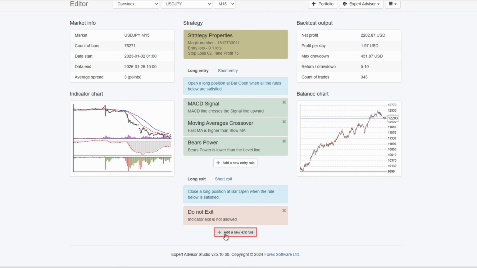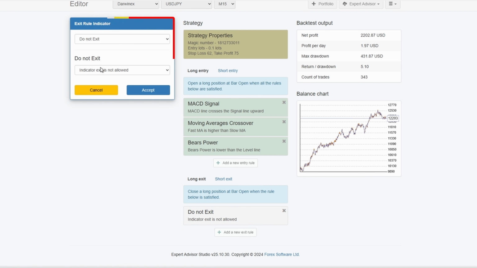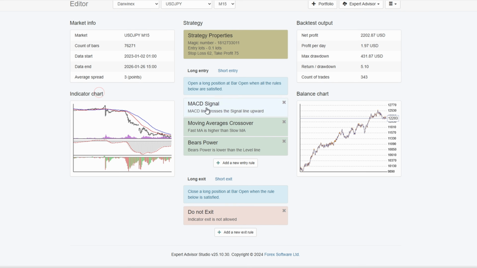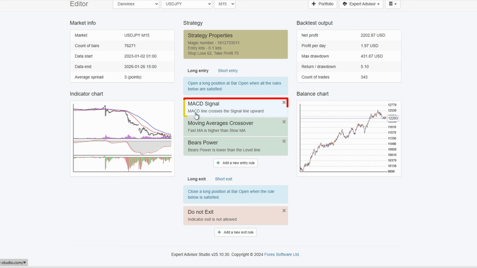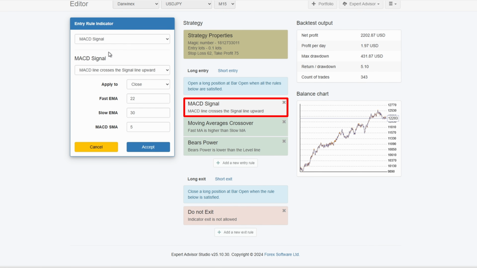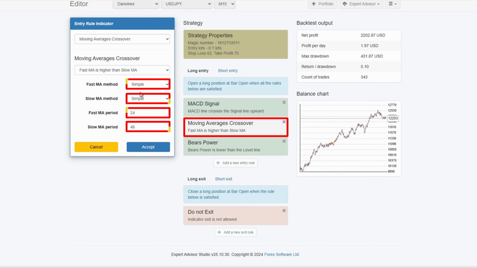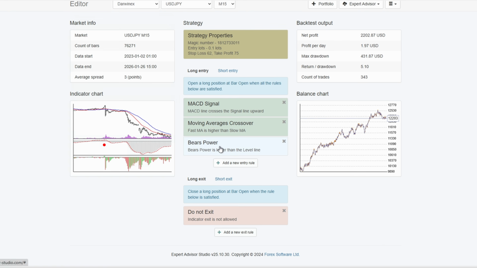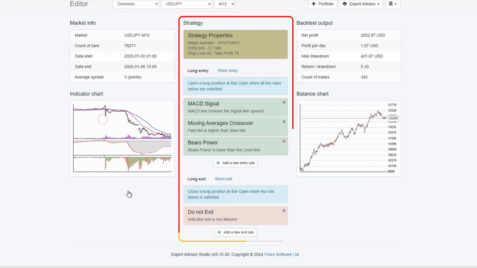So you can see here, do not exit. So you can just add the rule, do not exit, and just copy that. That's what it looks like. Indicator exit's not allowed. And then there are 3 entry rules here. So you just grab them, and it's the MACD signal crosses the signal line upwards with these values, this moving average crossover with these values, and this signal, and this one here, bear power is lower than the level line there. So that's that strategy there.